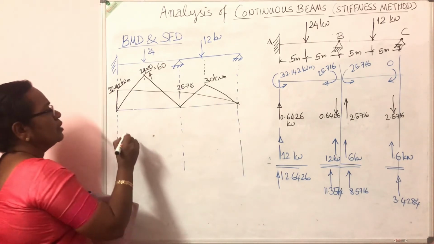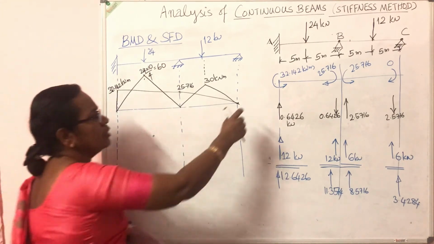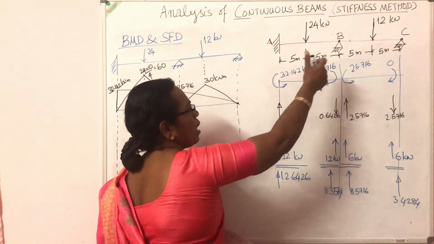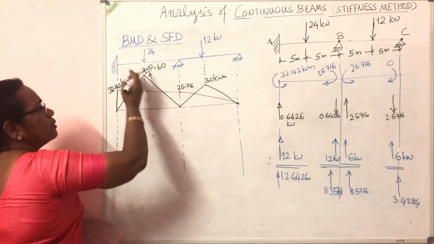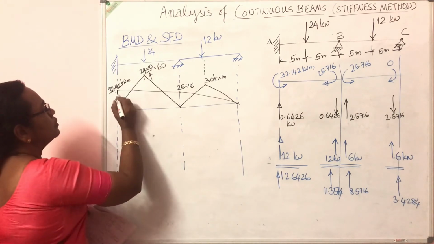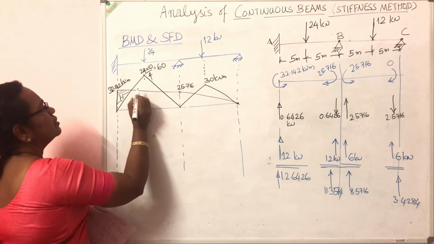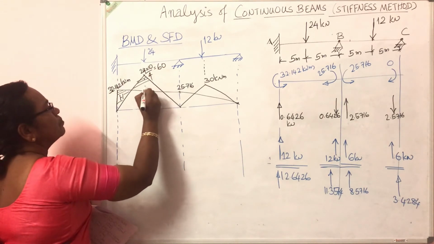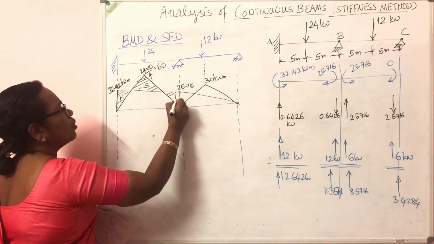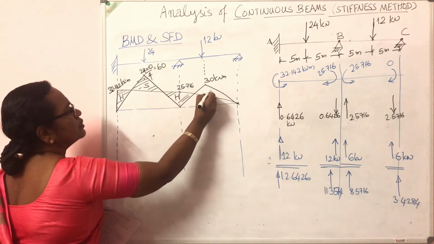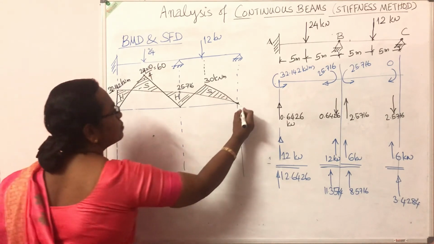Now this support moment diagram is a hogging moment diagram. See, these two moments tend to bend the beam up. The span moment tends to bend the beam down. It's a sagging moment. So this portion is hogging, you have to hatch it. This is sagging. This portion is hogging, and this is sagging. This is the bending moment diagram.